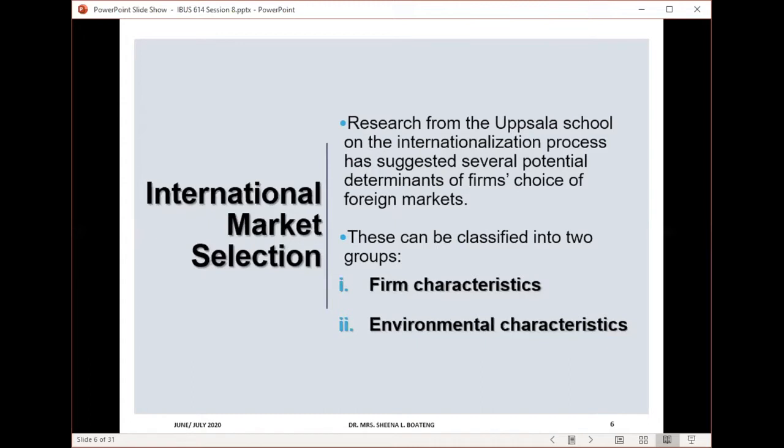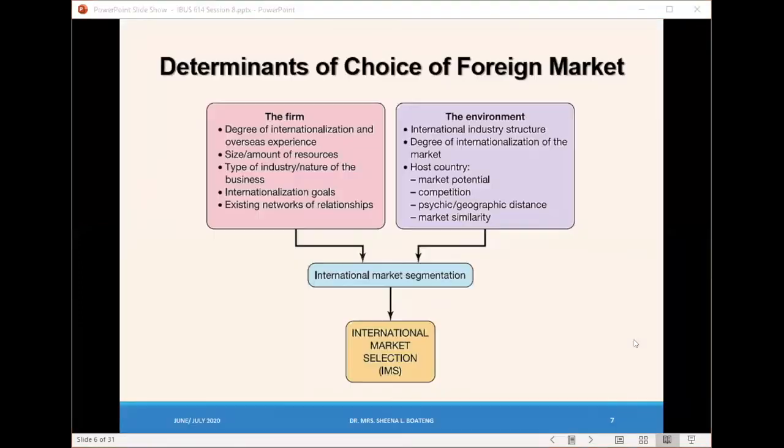So research done by the Uppsala School on internationalization of firms, which we heard a lot about in our previous session, also came up with 2 main characteristics, in addition to their recommendations for the Uppsala internationalization theory, that firms need to look into when they are selecting a global market to do business in. And these characteristics include 1, the characteristics of the firm itself as an organization, and then 2, the characteristics of the environment within which they are operating and doing business. So let's go deeper into these 2 characteristics.